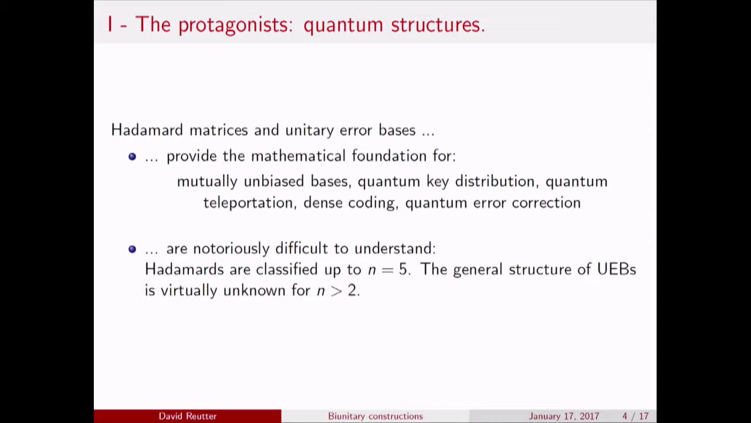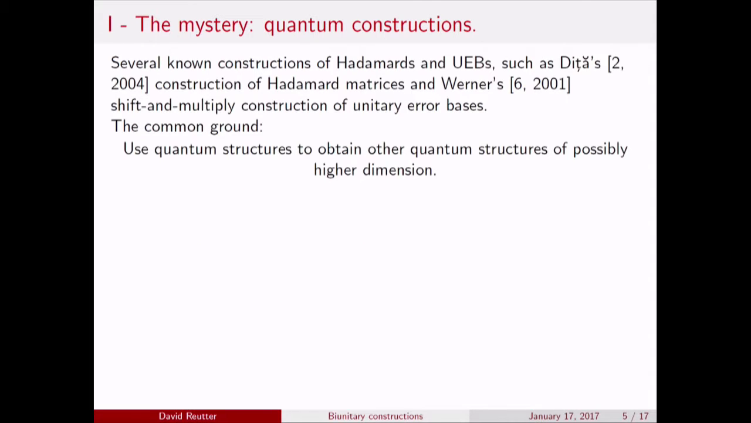They are actually known to be really, really hard to classify. Hadamard matrices are classified up to dimension 5, and they have been around for quite some time. The general structure of unitary error bases is virtually unknown. You just have no idea. In dimension 2, they're all equivalent to Pauli matrices, but in dimension 3 or higher, anything goes. Nevertheless, there are several known constructions of unitary error bases and Hadamard matrices.